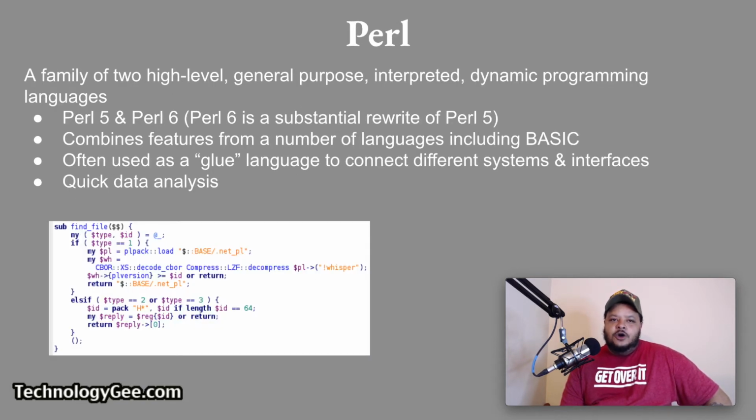Next, we have Perl. Perl is a family of two high-level general purpose interpreted dynamic programming languages. You have Perl 5 and Perl 6. Perl 6 is a substantial rewrite of Perl 5. Perl combines features from a number of languages, including BASIC, and is often used as a so-called glue language to connect different systems and interfaces together and for quick data analysis.